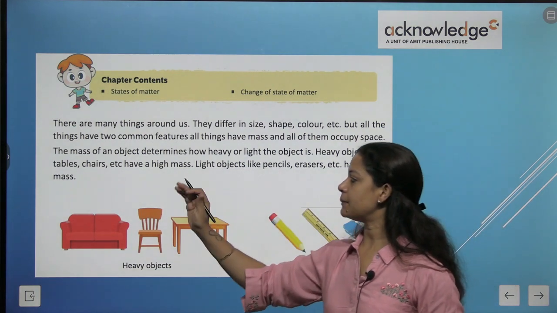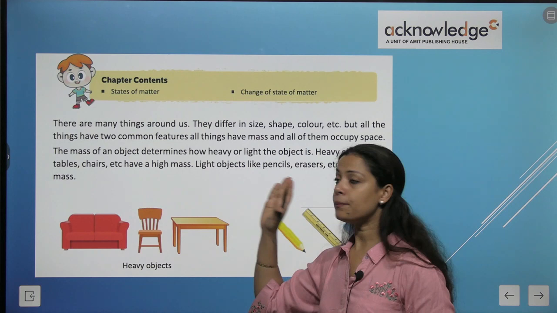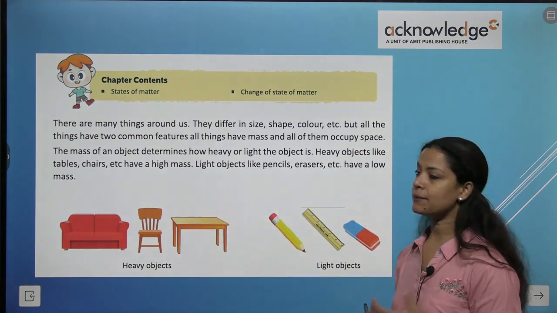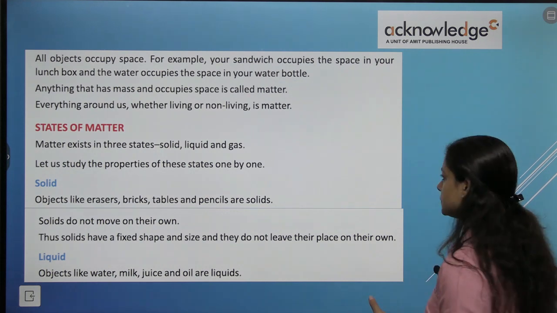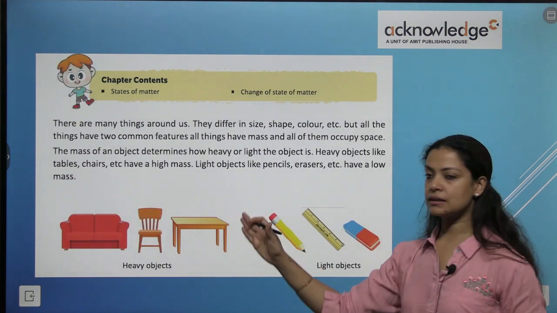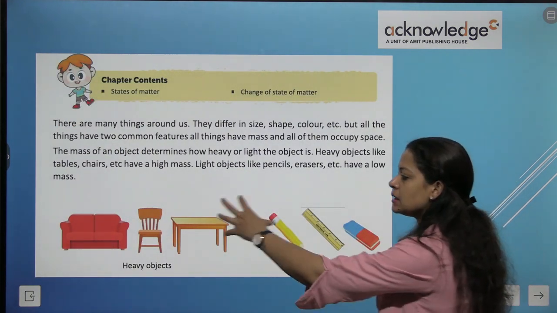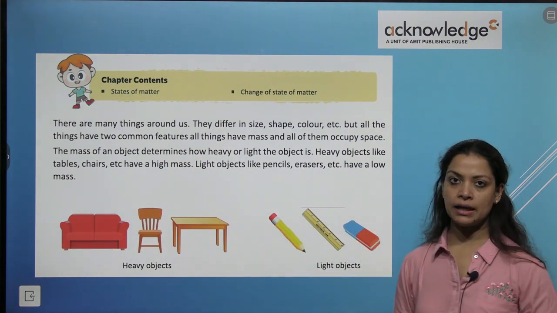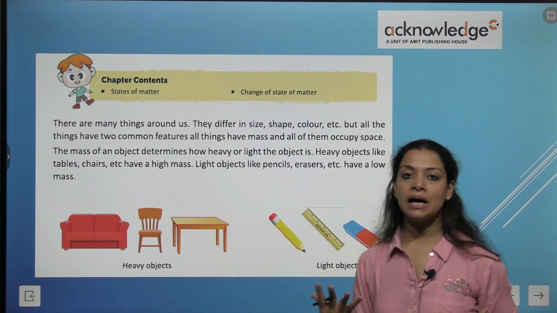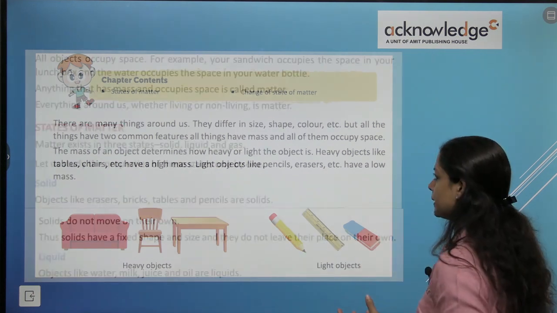Heavy objects like tables and chairs have high mass. Light objects like pencils, erasers, paper and books have low mass. Correct? So आप देख सकते हैं, आप कहते हैं ना कि I cannot remove this sofa, it is heavy. Okay, this pencil is so light. So it all depends on the mass of the object.